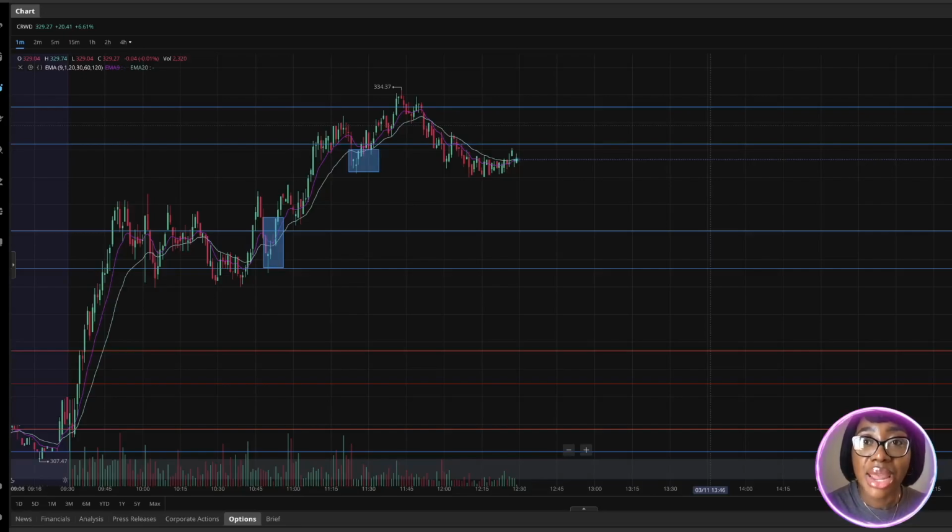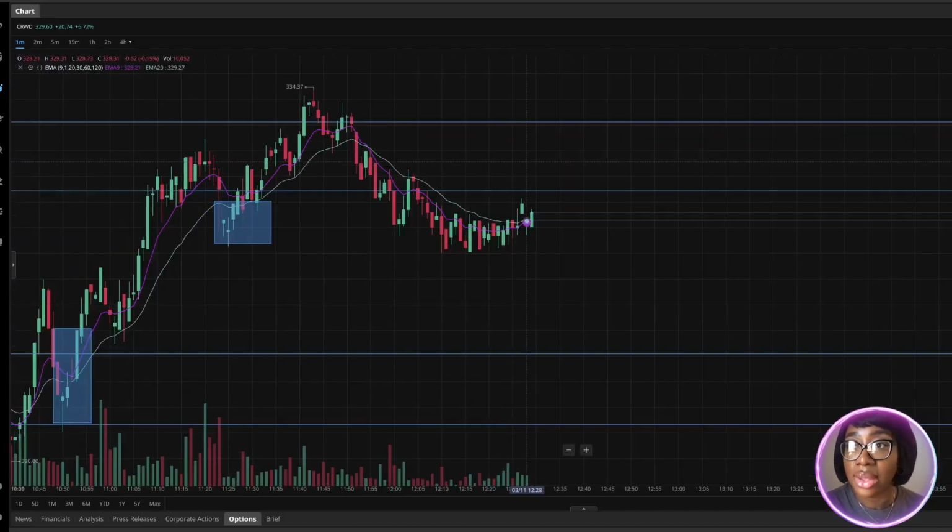So let's just say right now I project so crowd is currently downtrending, but I'm projecting it to go back up to this 333 level, which is this line right up in here, right? Let's just say I expected the price to go back up. I can literally enter right now because as you can see, it is in a pullback.